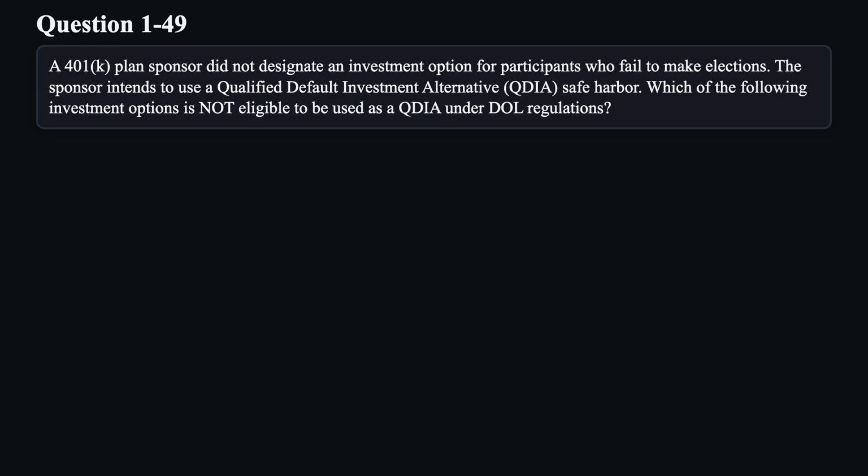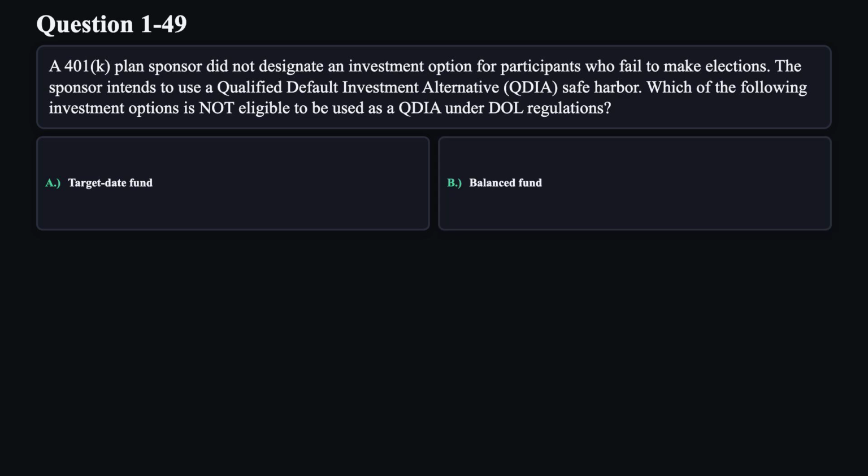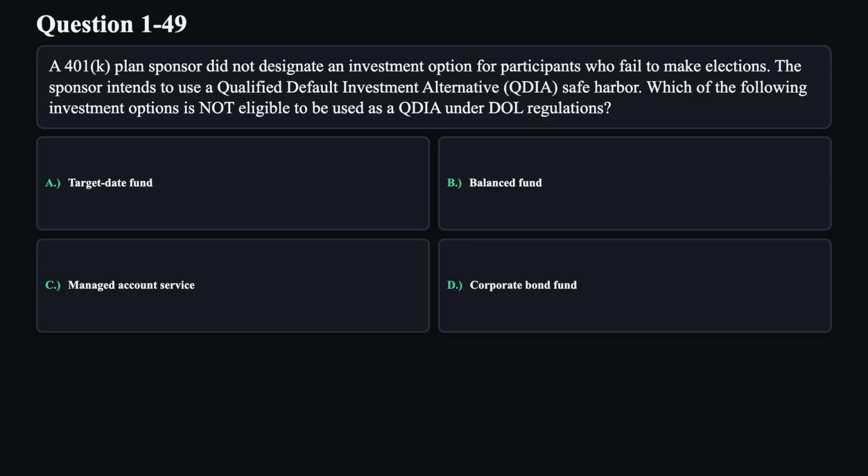Question 49. A 401(k) plan sponsor did not designate an investment option for participants who failed to make elections. The sponsor intends to use a qualified default investment alternative, QDIA, safe harbor. Which of the following investment options is not eligible to be used as a QDIA under DOL regulations? A. Target date fund. B. Balanced fund. C. Managed account service. D. Corporate bond fund.